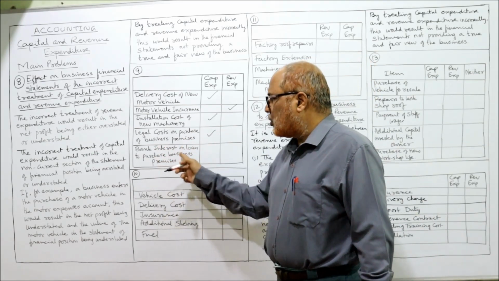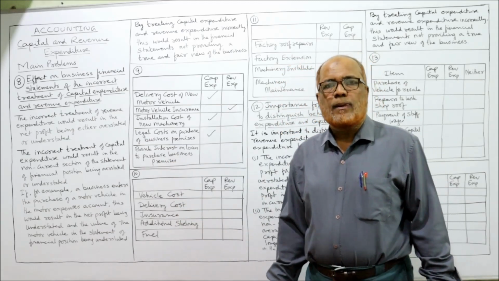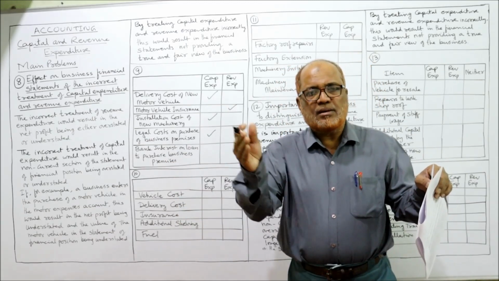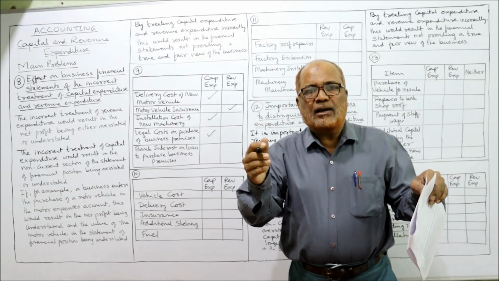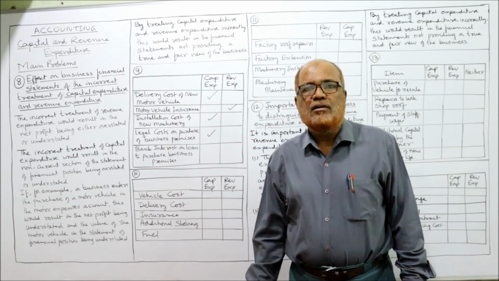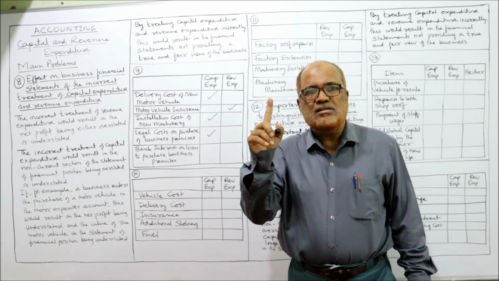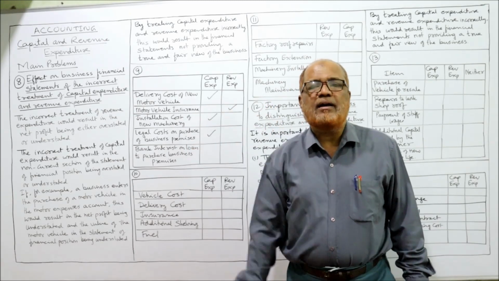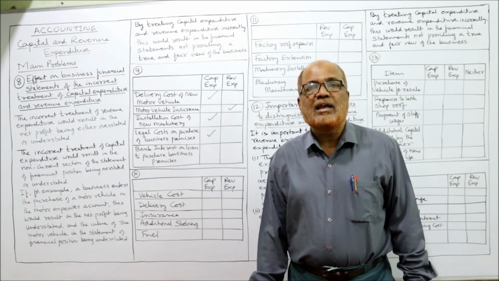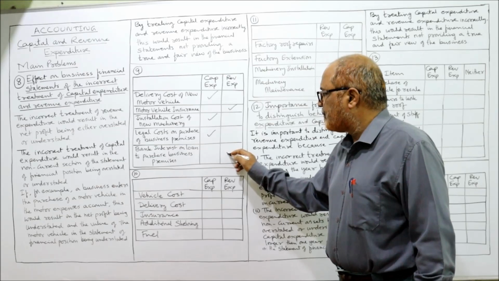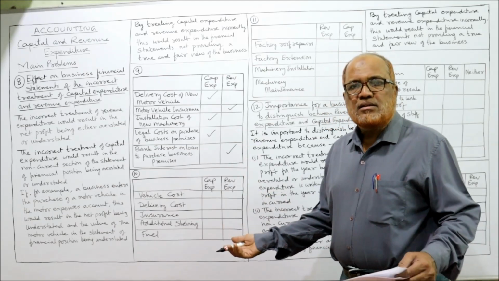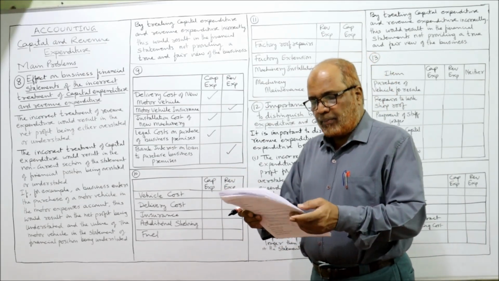Bank interest on loan to purchase the business premises. To purchase the business premises, a bank loan is taken. On that bank loan, interest is paid. So interest is not paid once. Again and again interest is paid. So it will be treated as a revenue expenditure. Interest is a revenue expenditure. That's it. Next, 10th problem.